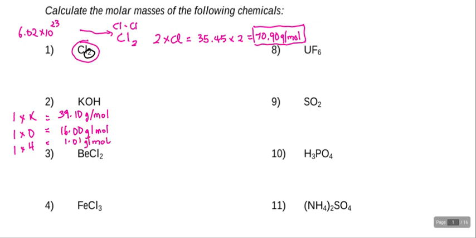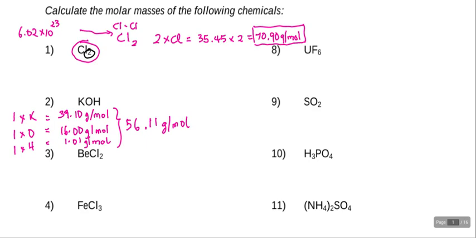So now what I need to do is add these up. So you can whip out your calculator. We got 39.10 plus 16 plus 1.01 should give us, well, let's see if we can do it without a calculator. That gives us a 1 here, a 1 there. That's 16, 3 and 2, 5. 56.11 grams per mole would be the molar mass of potassium hydroxide.